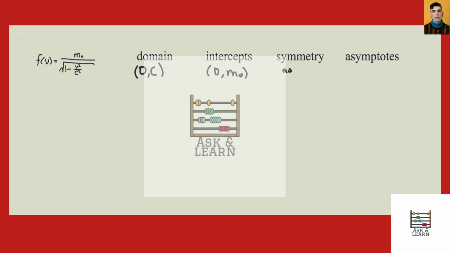Symmetry, none. Asymptotes: we have a vertical asymptote at v equals c, and the reason for that is if v does equal c, we have 1 minus 1 is 0, and we cannot have our function over 0.